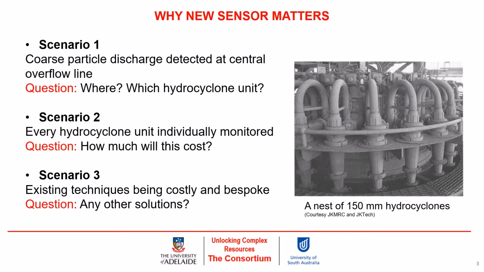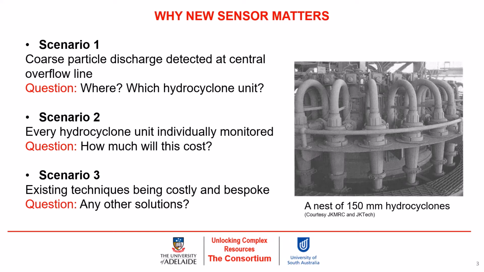Now, suppose you've got something that could do online measurement of particle size at a central overflow line where the overflow of individual hydrocyclones merge together. One day, it reports a sudden increase of coarse particles. Then the questions are, where does the problem come from? Is it from the grinding device or from hydrocyclones? If from hydrocyclones, then which unit is malfunctioning? Now, it turns out every hydrocyclone unit should also be monitored individually.